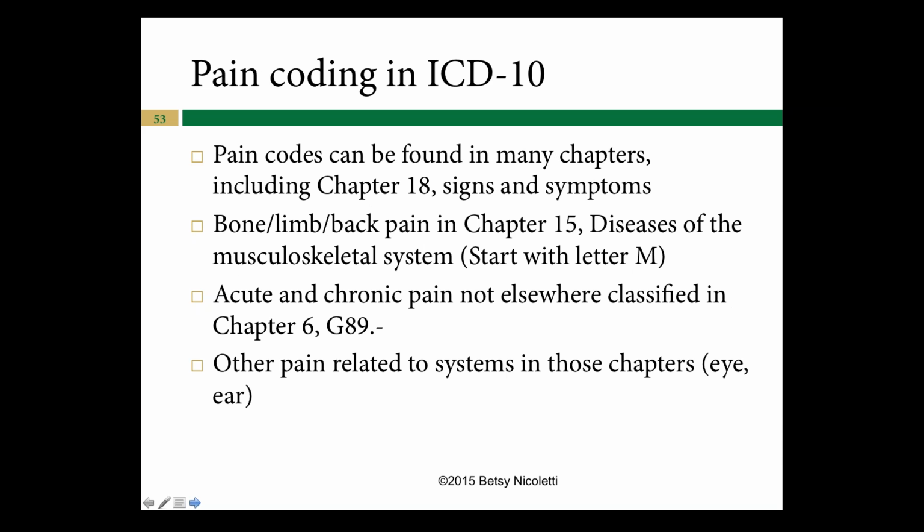Pain coding in ICD-10 happens in a lot of different chapters, just like it does in ICD-9. It can be found in the signs and symptoms chapter, the musculoskeletal chapter, where there are a lot of pain codes. And then acute and chronic pain not elsewhere classified is in the neurological chapter, just as it is in ICD-9. So a patient who's got chronic pain, a pain syndrome. And then maybe the patient has ear pain or eye pain. We find that in the chapter related to those organ systems.